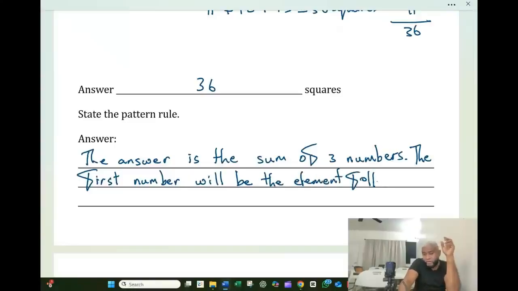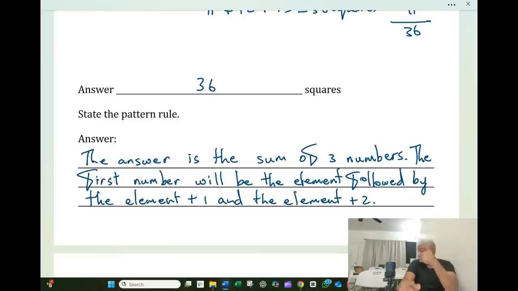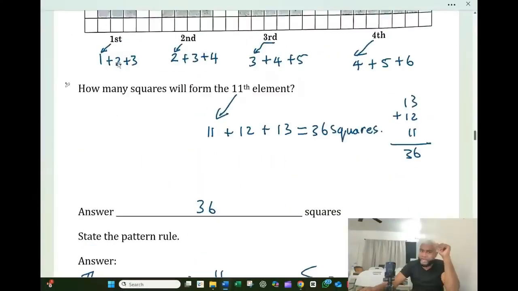Followed by the element plus 1 and the element plus 2. Everybody good there? No, sorry. It's plus 1, then plus 2. Yeah. So look at it here. This number is actually 1 plus 1, which is 2, and then 1 plus 2 would give me 3. This would be 2 plus 1 is 3, and then 2 plus 2 is 4.